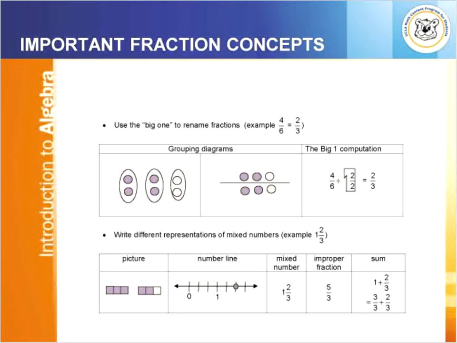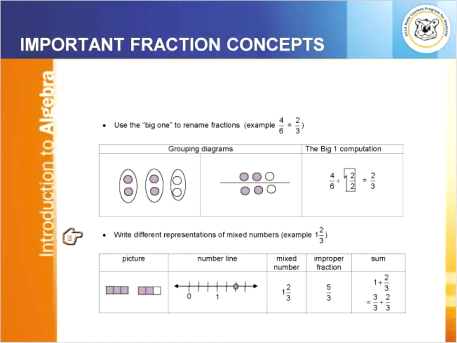In the warm-up, you saw some splitting and replicating diagrams. I thought here I would show you what it looks like if you're going in reverse. If we're trying to rename 4/6 as 2/3, we would be using some sort of grouping diagram to show that 2 parts out of 3 is equivalent to 4 parts out of 6.